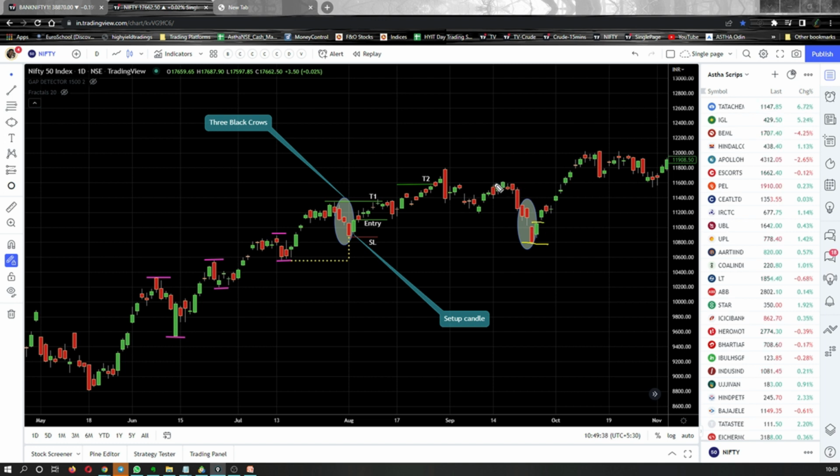Okay, and then your target number one will be here, because this is the recent swing high that has been made, and the stock might face a resistance here. So this will be your target number one, and your target number two can be somewhere here, because if you want to cover this entire length right from here to here, the same length is being covered from here to here.